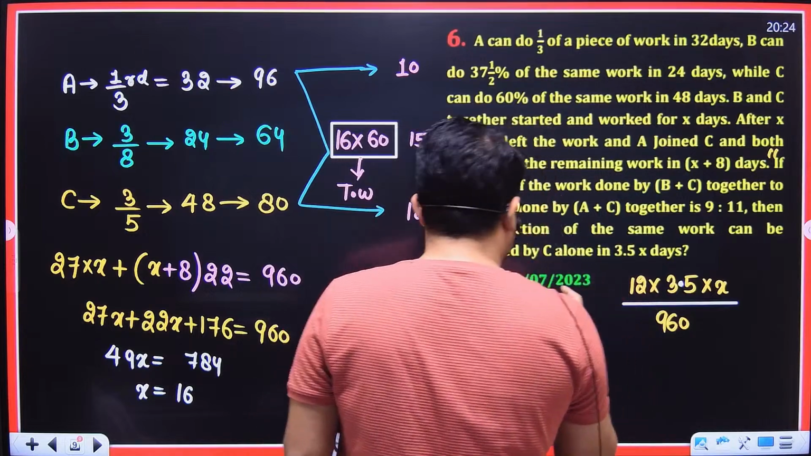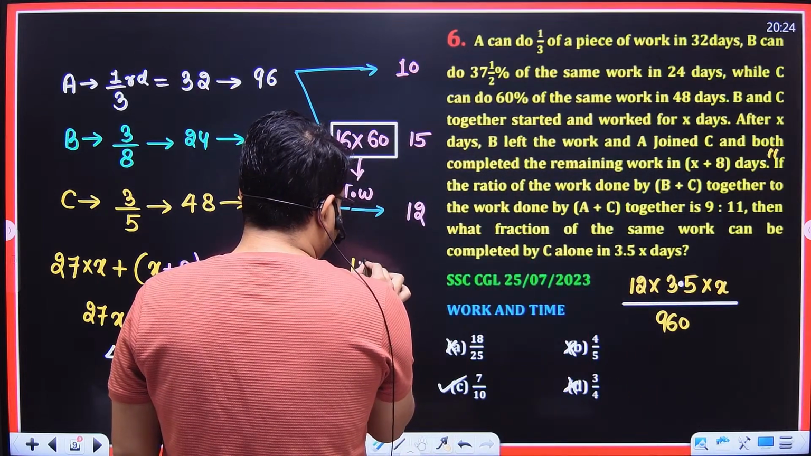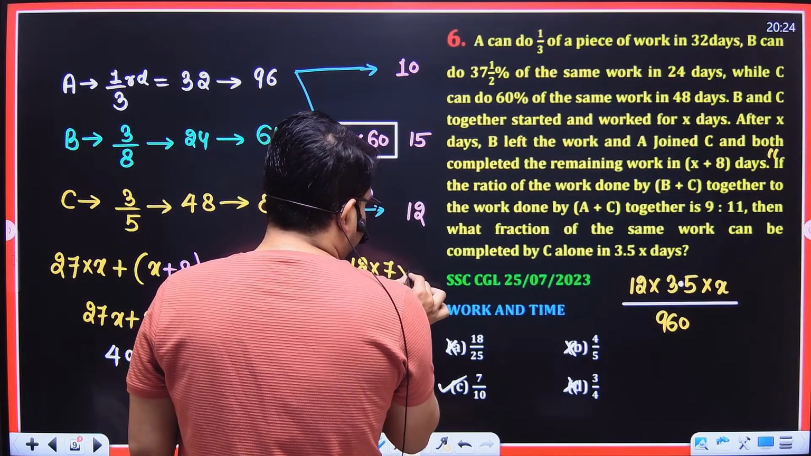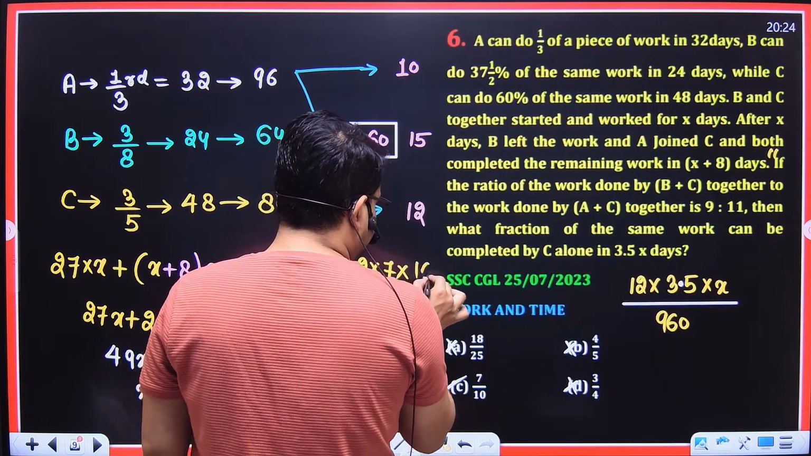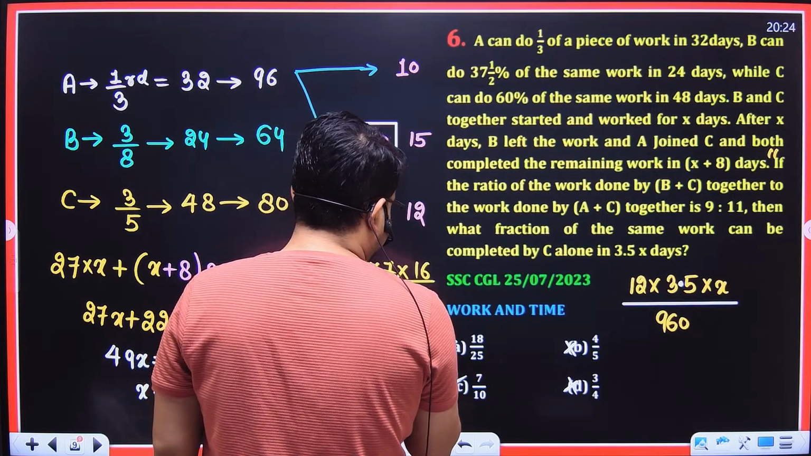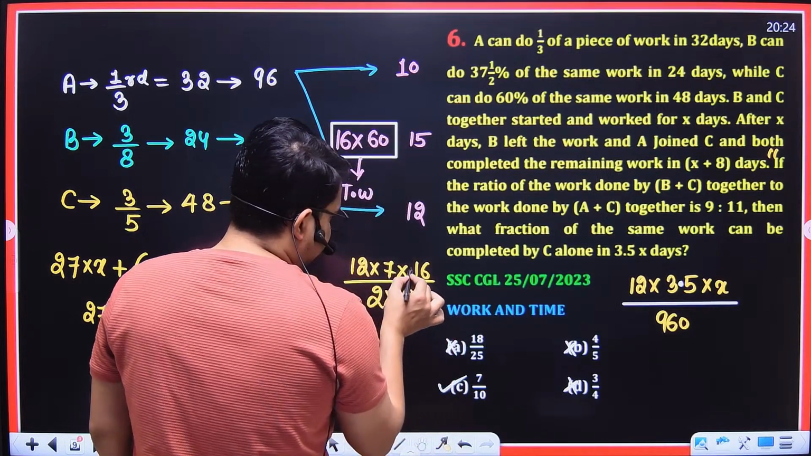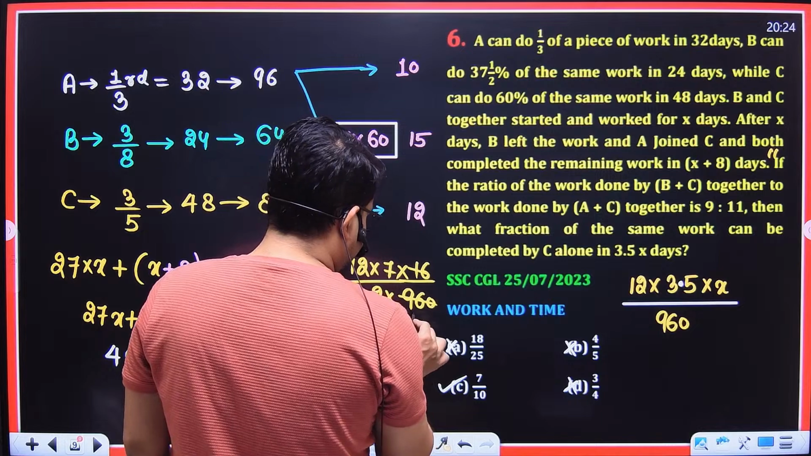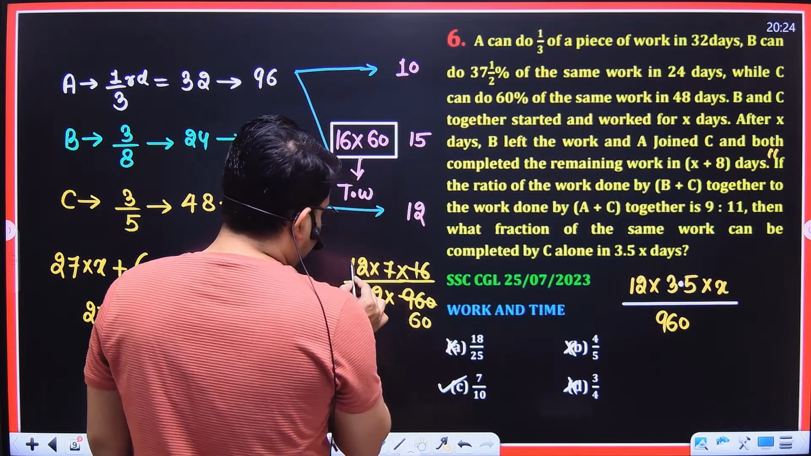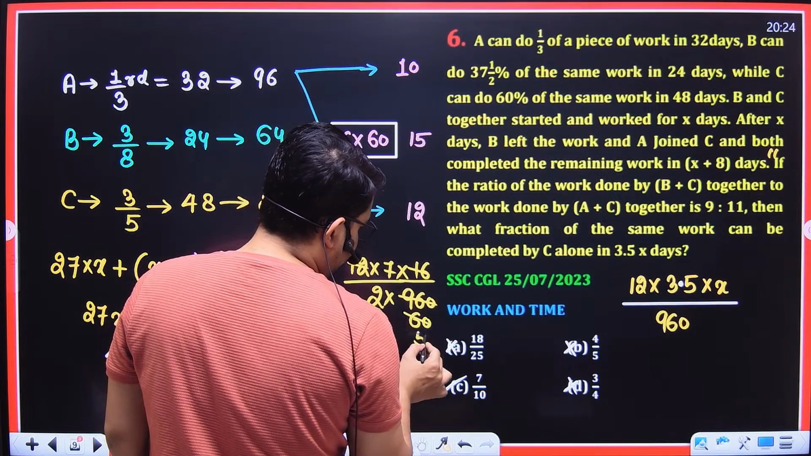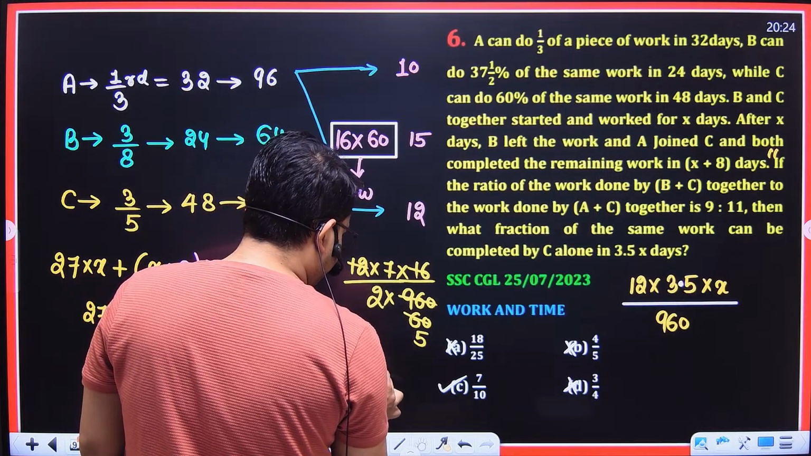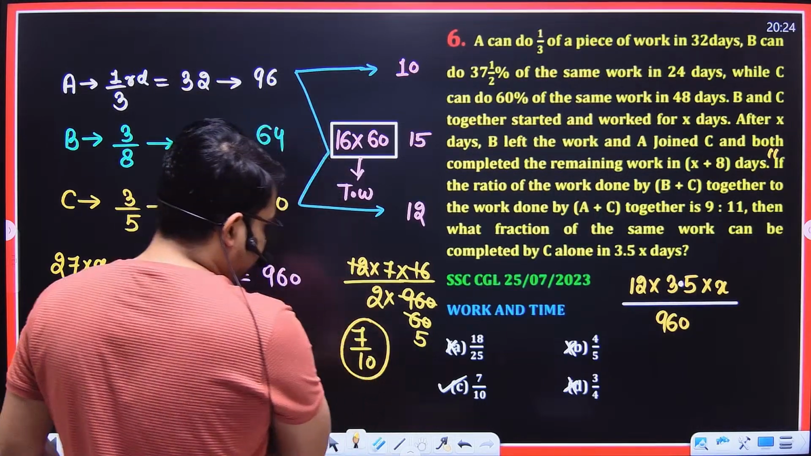See, this one is equal to 12 into 7 upon 2 into x is equal to 16 into 960. See, 16, 6, 12, 5, what do you have? 7 by 10. 7 by 10 is our answer. Without solving the complete question, we can get our answer. Next.